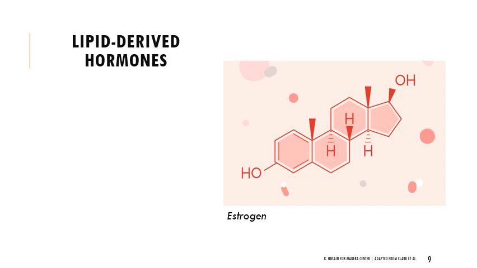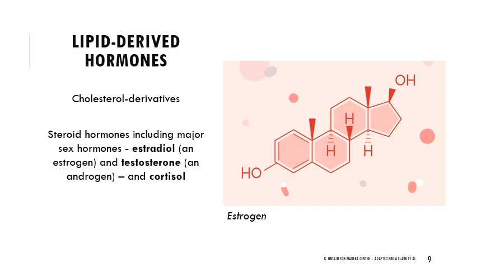So for lipid-derived hormones, this is an example of the chemical structure of estrogen. You've probably heard of it. It's a very classical sex hormone, and we'll talk about it a lot more in the reproduction lecture. So these lipid-derived hormones tend to be cholesterol derivatives. They are similar in structure to cholesterol, which is an important component of the cell membrane. These steroid hormones include sex hormones like estrogen, which I mentioned. Estrogen's kind of a broader class, so estradiol is considered an estrogen, as well as testosterone, which is an androgen.